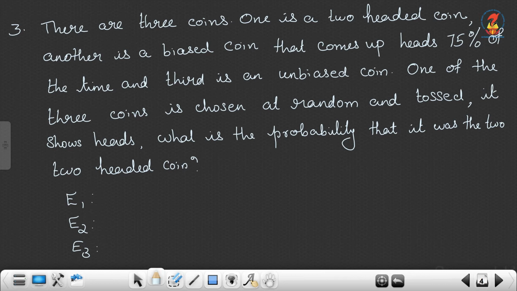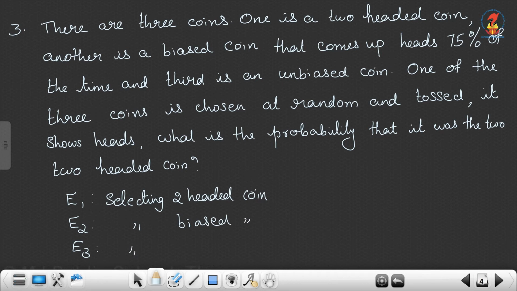What is E1? Two-headed coin. We have to select two-headed coin. Selecting two-headed coin. And E2 means selecting biased coin. And the third one, selecting an unbiased coin.